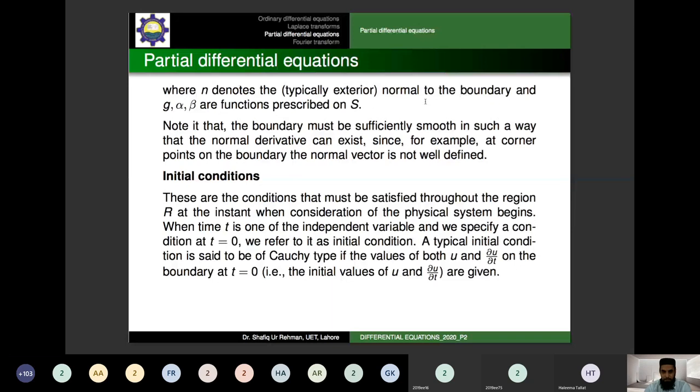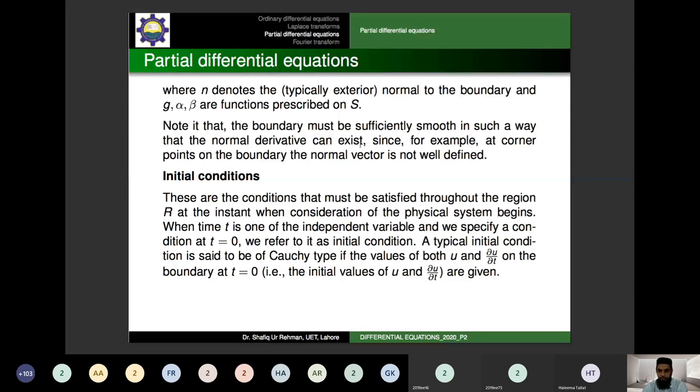and g, alpha, beta are functions prescribed on S. Generally, the boundary must be sufficiently smooth in such a way that the normal derivative can exist. This is the fundamental concept. If there is a sharp edge, there is no derivative. So we are interested in a sufficiently smooth surface in such a way that the normal derivatives do exist.